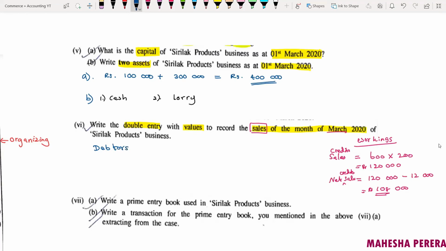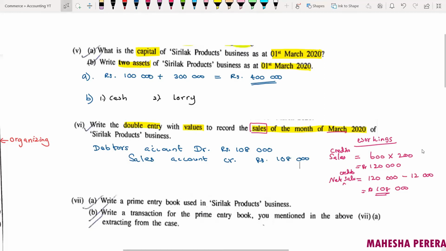Debtors account, debit, rupees 108,000. And then sales account, credit, 108,000. So this is our double entry.